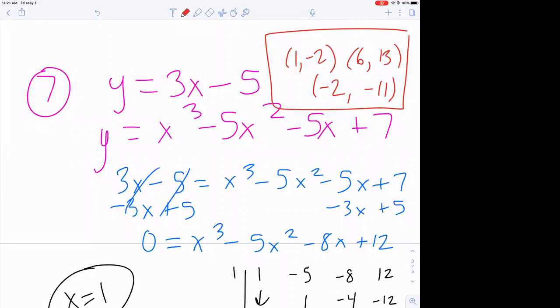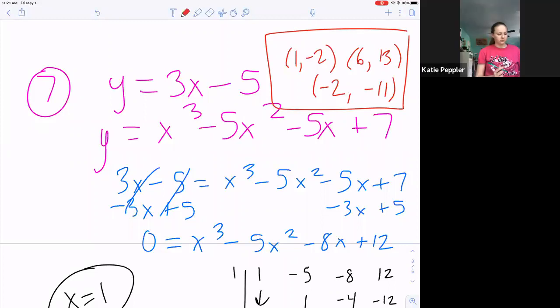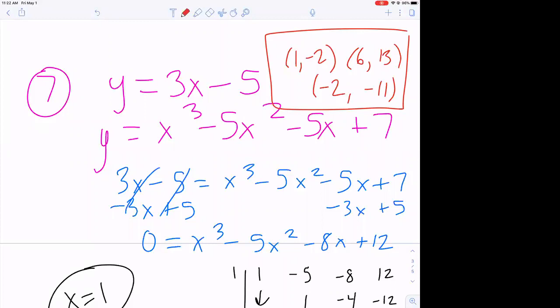Unless you guys have any other questions on one from this packet, because this is kind of our last time to address anything from this packet. Then we're moving on to the next packet.